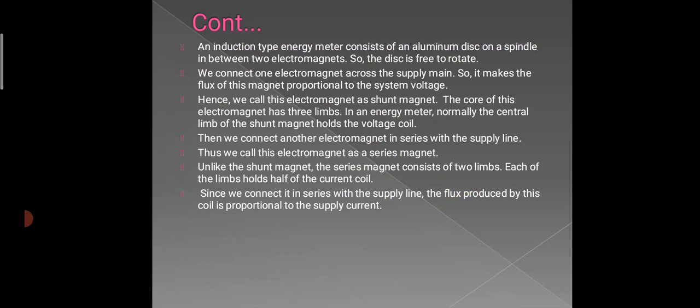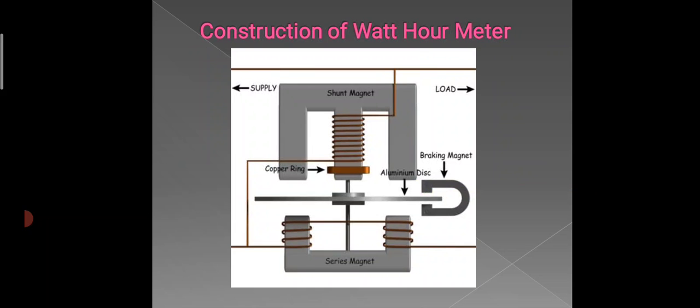When we give a supply voltage, the magnet produces some flux. Thus that flux is proportional to the system voltage. Hence we call this electromagnet a shunt magnet. The core of this electromagnet has three limbs. In an energy meter, normally the central limb of the shunt magnet holds the voltage coil. This is the voltage coil.